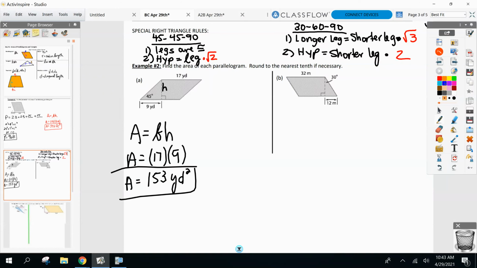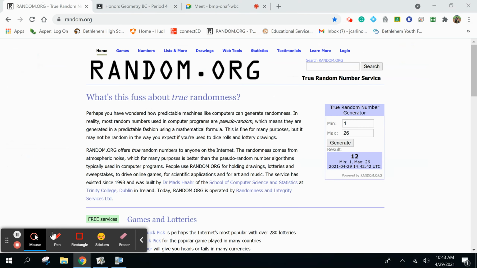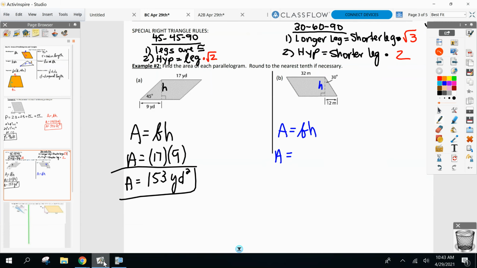Going on to part B. Again, same thing. I do not know the height. I'm slow here today. I can tell you what the height is drawn to, a base of how long? What's my base length here? Caroline? 32. Good. So it's going to be 32 times something.